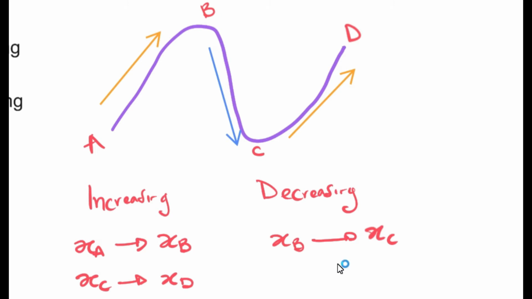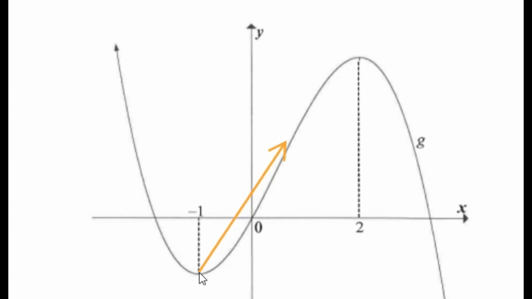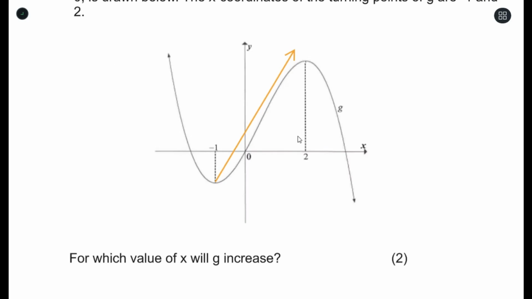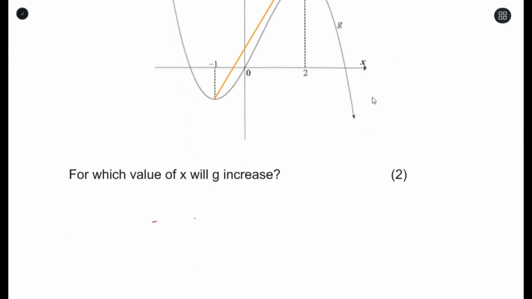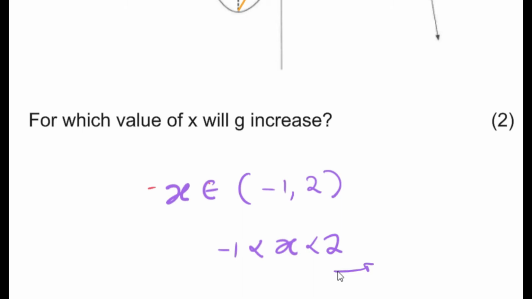Putting this at the back of your mind, now we can see our graph is increasing from this point up to that point. They happen to be the turning points, and we're given the x-coordinates of our turning points. So our graph is increasing from -1 to 2. How we write it down would be like this, or you could write it like this. And that will be your answer.